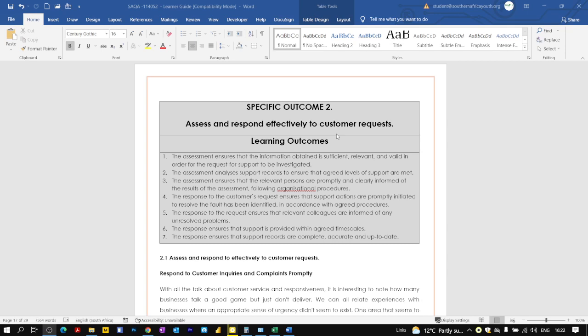Anyway, when you are assessing and responding effectively to customer requests, you have to follow certain things, obviously. The first one is to ensure that the information obtained is sufficient, relevant, and valid in order for the request for support to be investigated.